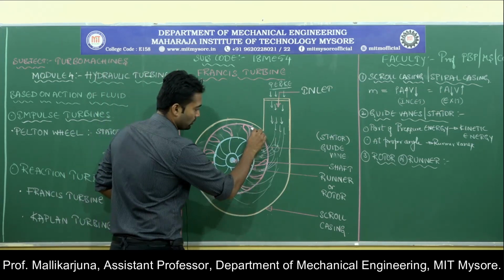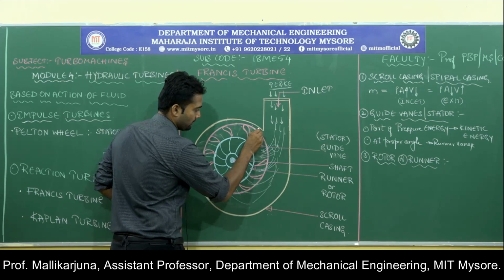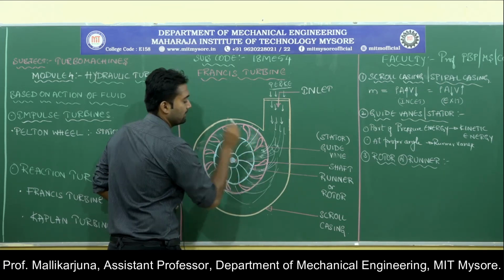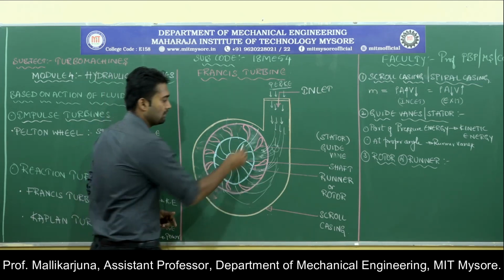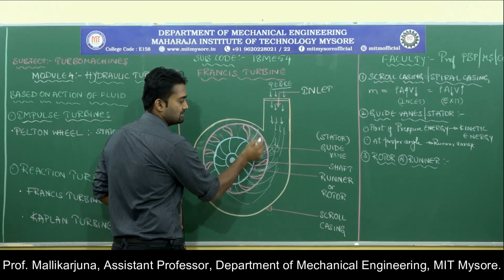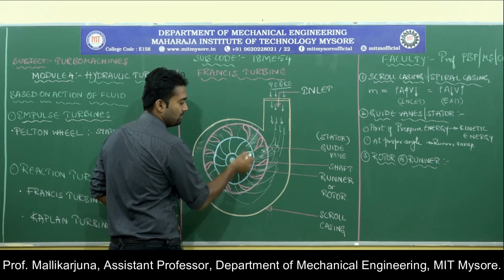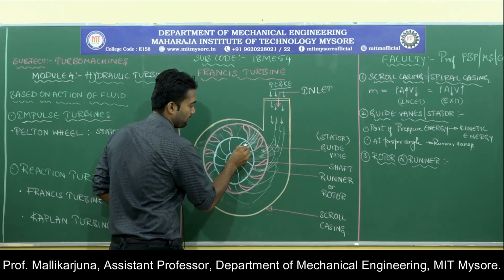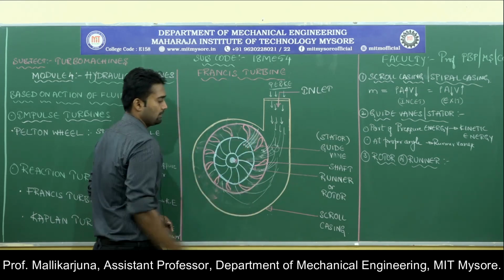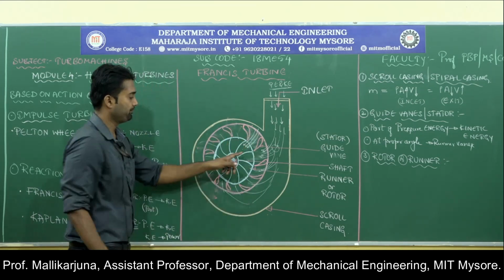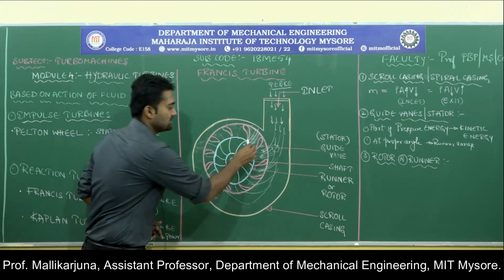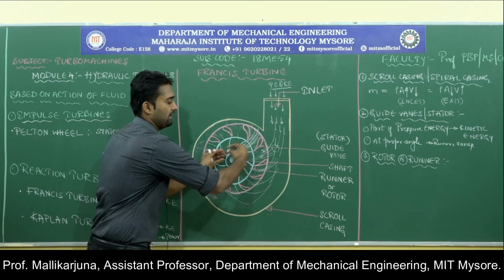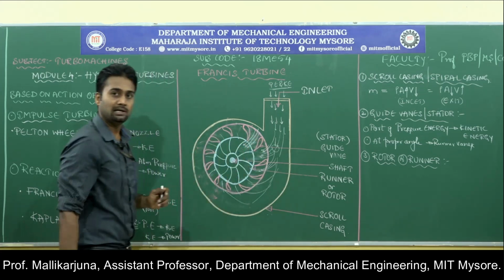Now let us take one portion. This is the portion from where the fluid is entering into the moving vanes. This is the passage in between the guide vanes, and this is the passage in between the moving vanes. Now the fluid is entering in this fashion. This fluid which is entering into the moving blades is entering in a radial inward fashion. It is moving radially inward towards the center.